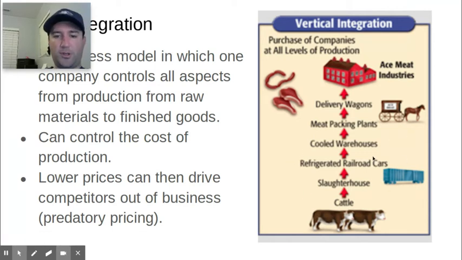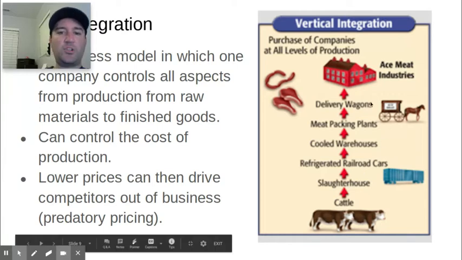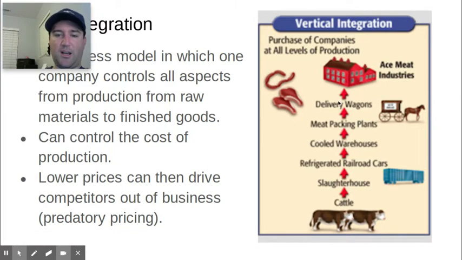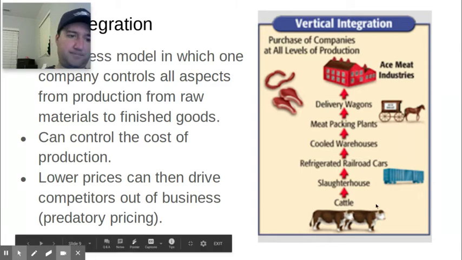You own all the cooled warehouses, meat packing plants, and delivery wagons. If you control all of these industries, you can control your operating costs much more so than, say, if you only own just the delivery wagons. Because then, if you just own these, then you have to basically pay the prices that each one of these industries is going to mark up on you.